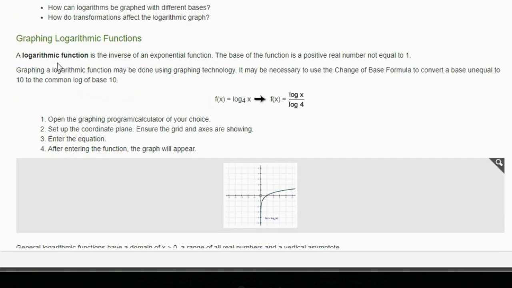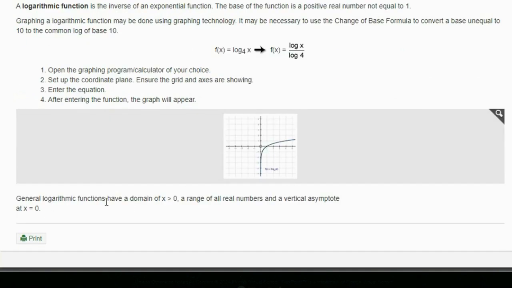So a log function is an inverse of an exponential function. So it's a reflection of y equals x over the line y equals x. The base of a function is a positive real number not equal to 1. Graphing a log function may be done using graphing technology. If you need to change the base, that's how you do that. Open the calculator, set the coordinate plane, enter this equation, and you'll have the graph appear.